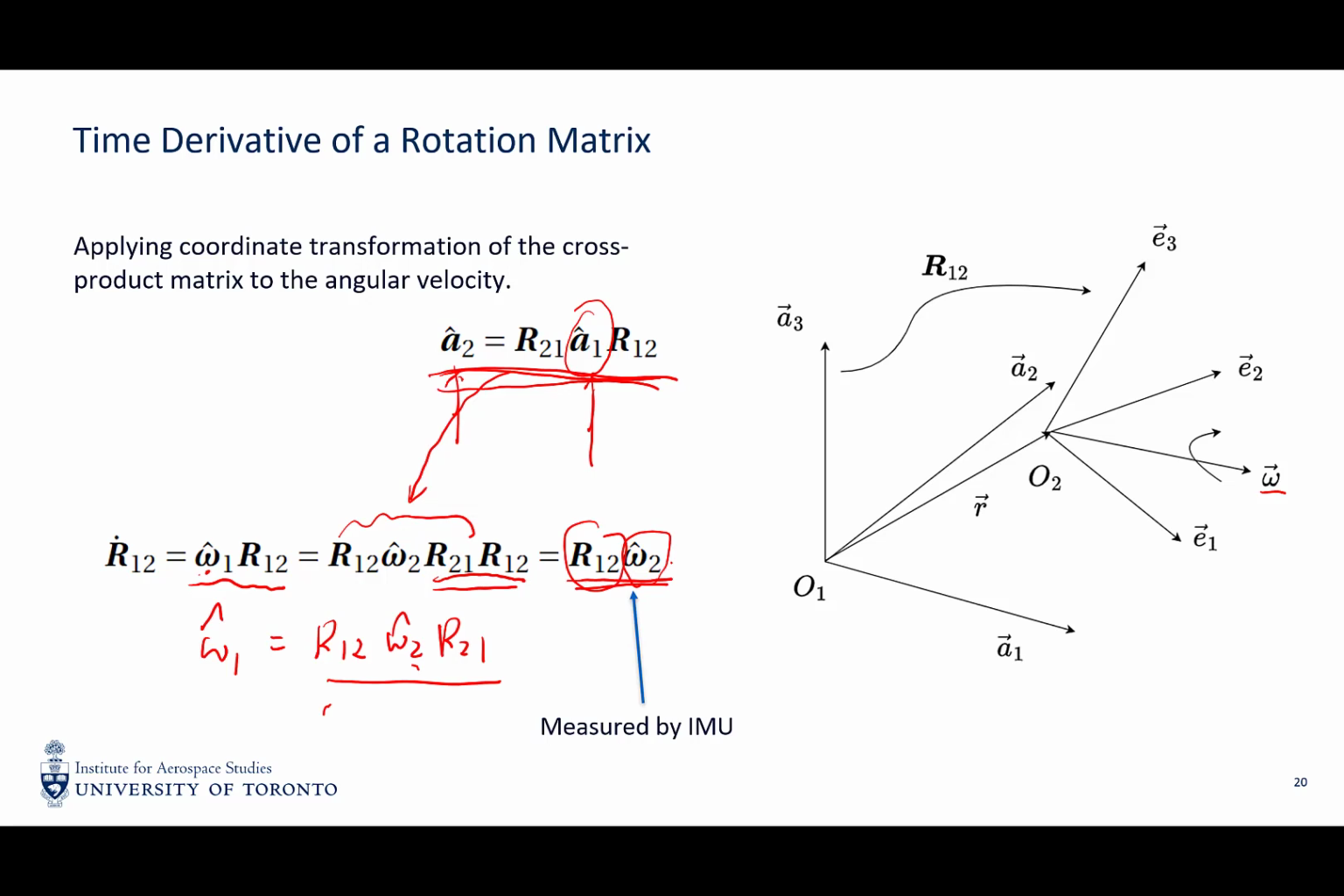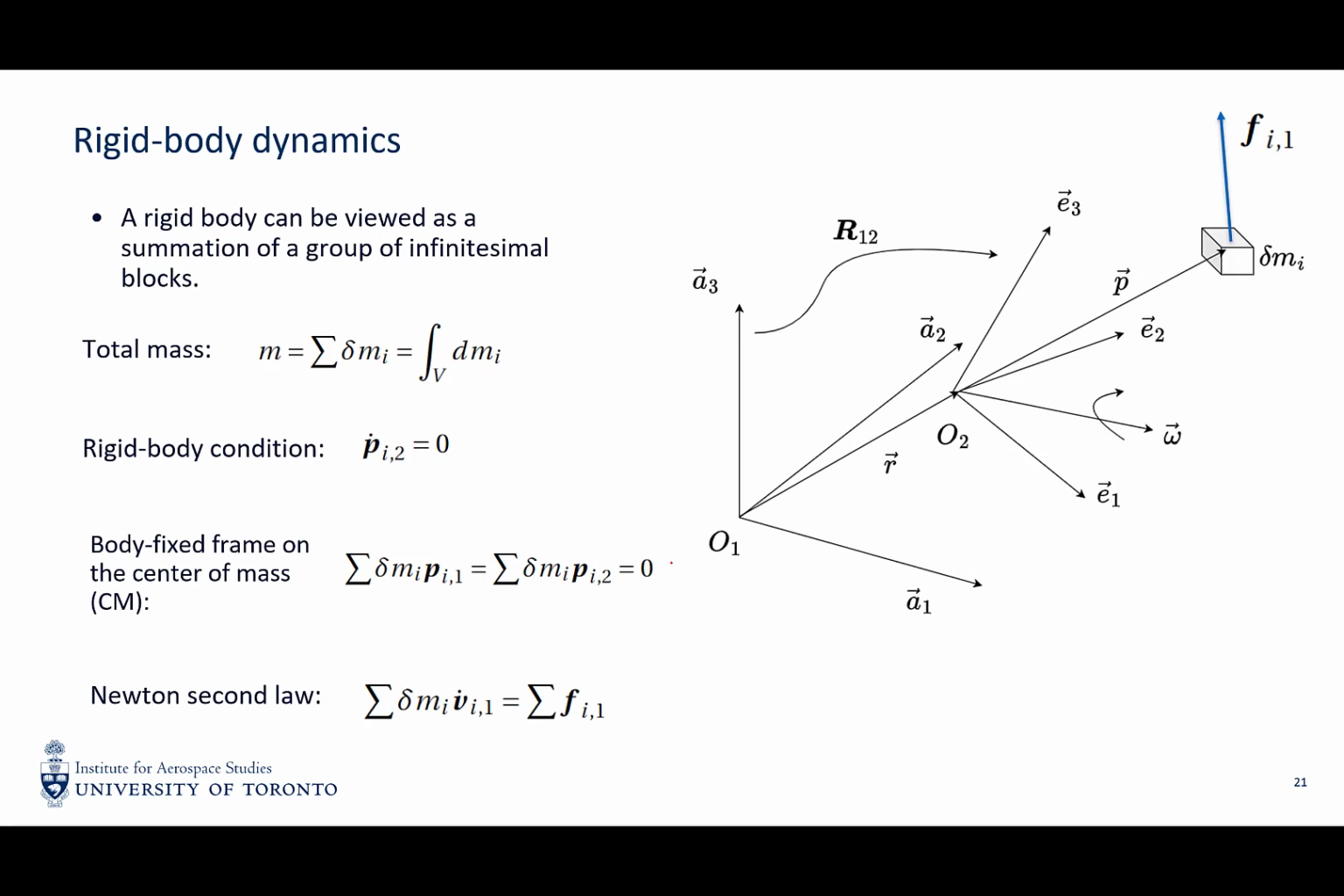So why are we going to do this? Because omega 2 is actually the angular velocity that is measured by the IMU. So in this case, if you have omega 2 from your IMU, you can directly construct the rate of change of your attitude. Since we have the relationship in the kinematics in terms of the time derivative of the rotation matrices, we're just going to apply this to finding the rigid body dynamic equation of a quadrotor.